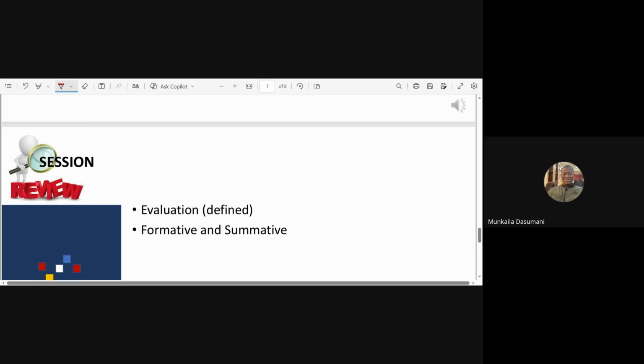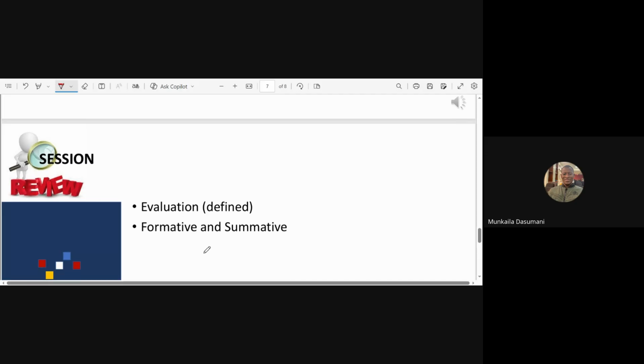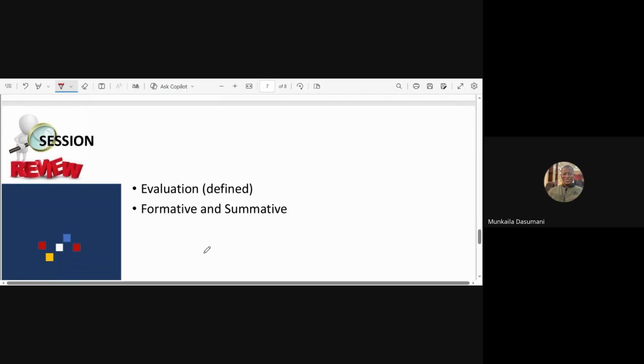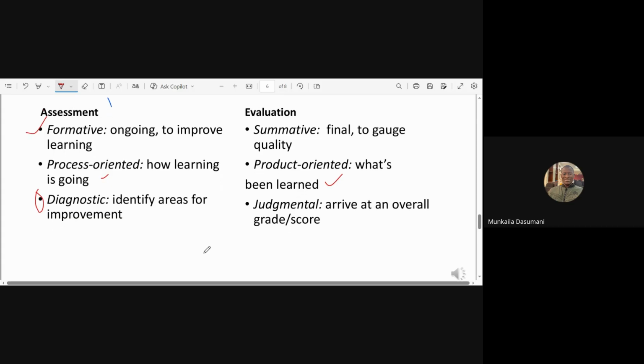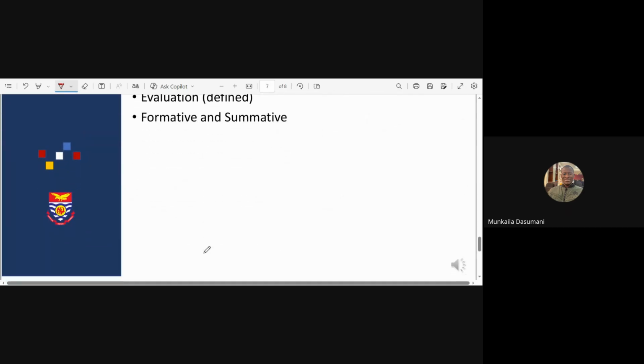So that is assessment and evaluation, defined. If you look at formative and summative assessment, and also the clear distinction between assessment and evaluation, you see that one is a subset of the other. All right. Any question?